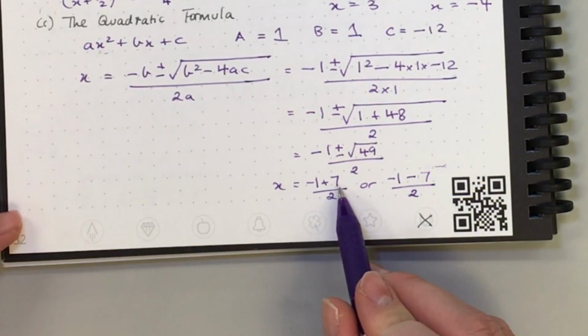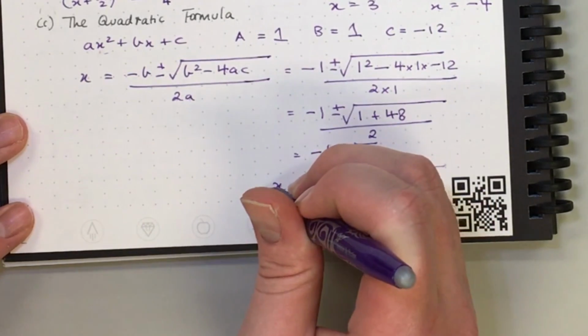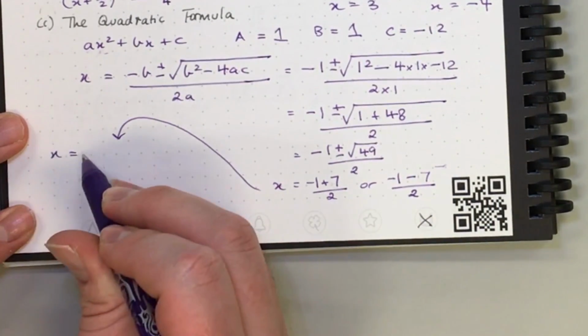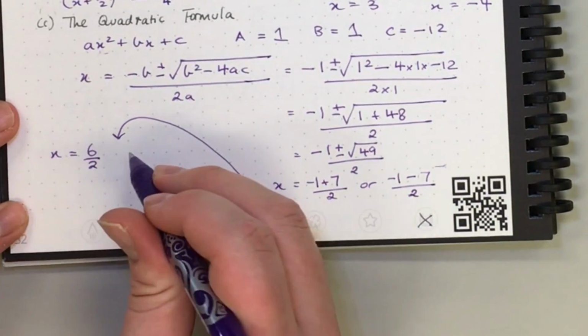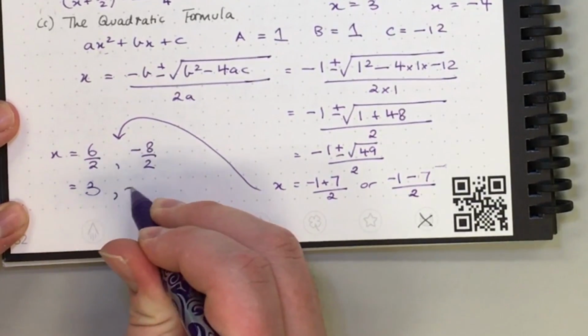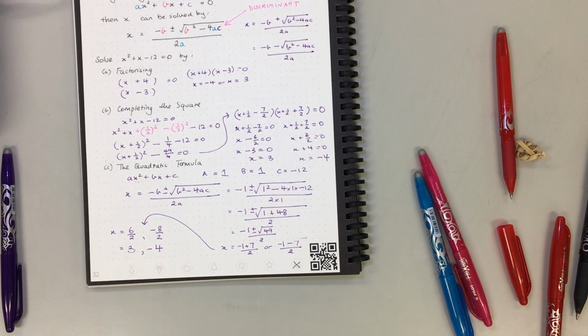So negative 1 plus 7 over 2 is going to become 6 over 2. Negative 1 minus 7 over 2 will become negative 8 over 2. And so x is equal to 3 and negative 4. So we managed to prove we can factorize using the quadratic formula.